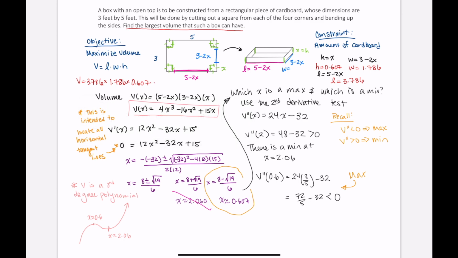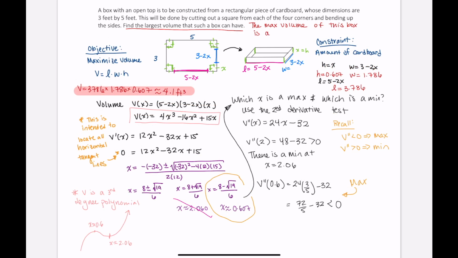And we get a volume of about 4.1 feet cubed. So there it is. There is the largest volume such a box can have. And I'll write a nice sentence to complete this problem here. The maximum volume of this box is about 4.1 cubic feet. All right, everybody, keep calm and math on.